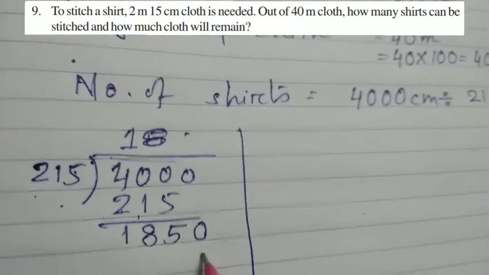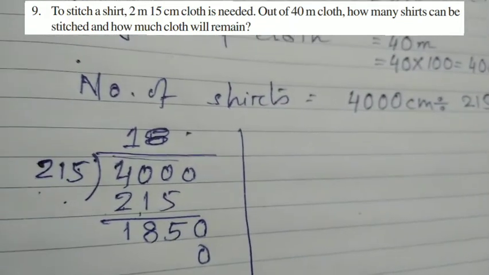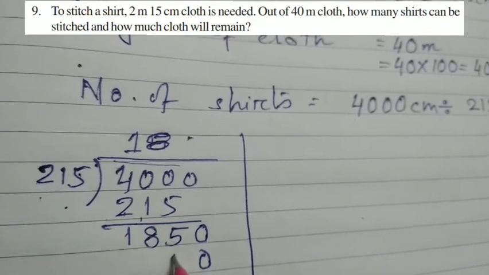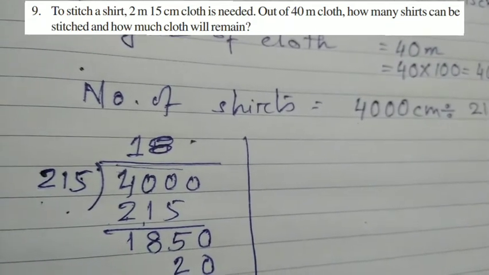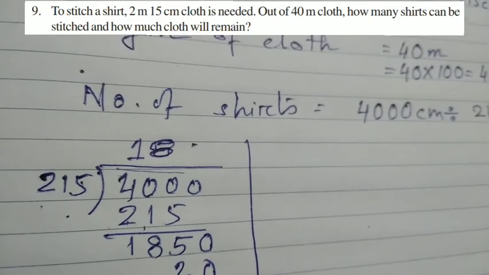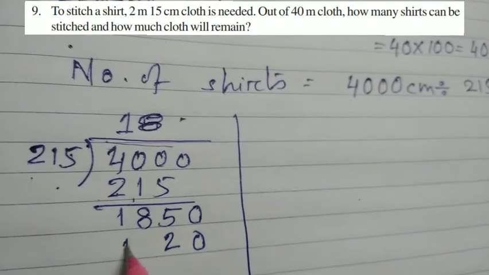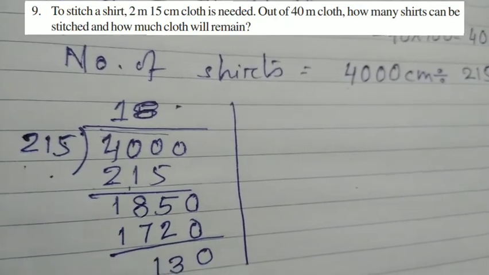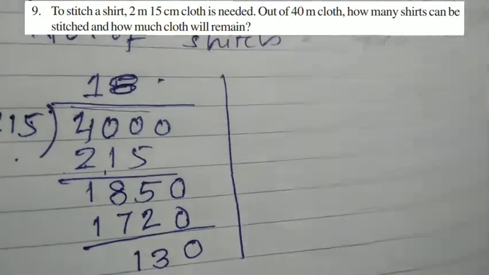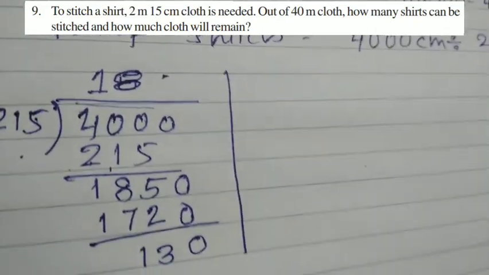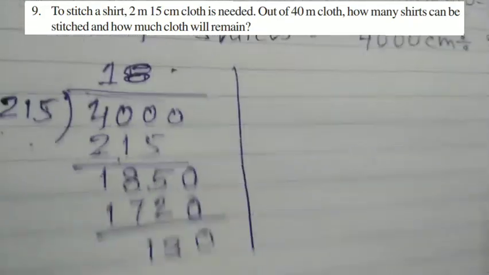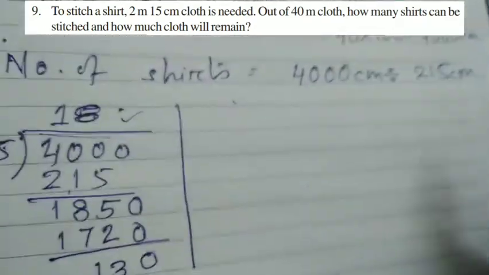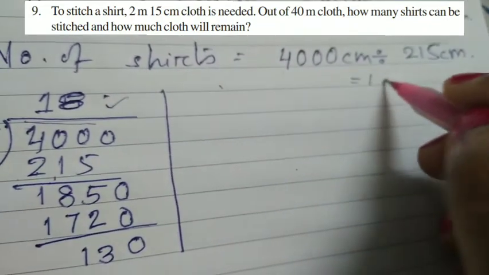So 8 5s are 40, 4, 8 1s are 8 plus 4, 12, 2, 16 plus 1, 17. So I will have 130 centimeter left, but let 130 centimeter remain, no problem. I need the number of shirts. So how many shirts can I make? 18 shirts. This is equal to 18.